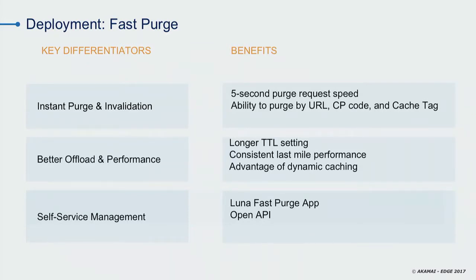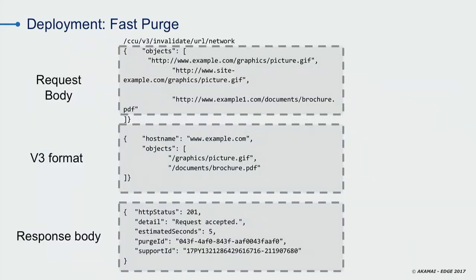And then lastly, it's the self-service management, right? Again, it goes back to the API. Now, again, this is JSON. As you can see, the fast purge API is pretty straightforward. You can request how to purge a URL by specifying it in the request body. Also, I include the purge v3 format here, and the response gives you an ID, saying the request has already been accepted and is being processed. Now, that's as much as deployment.